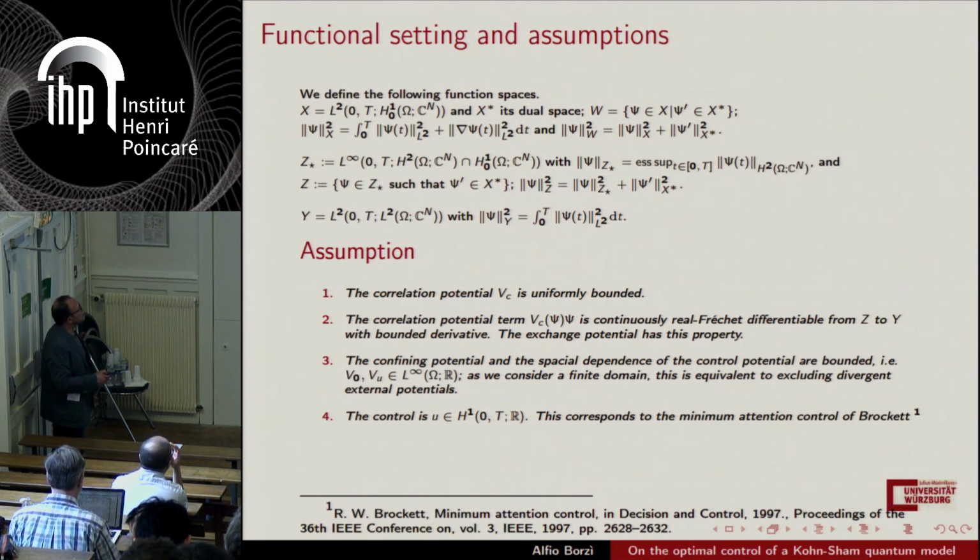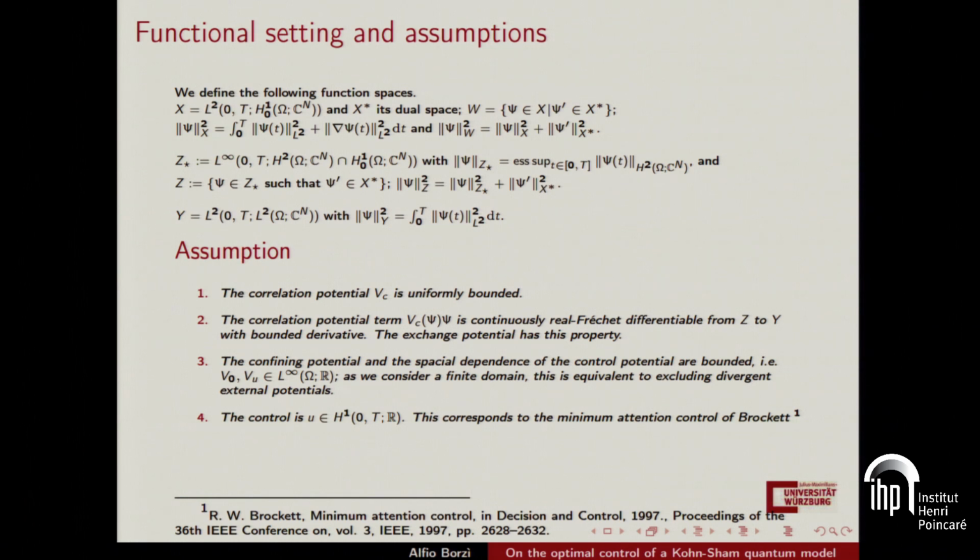Finally, I put the control. I would like to search it in H1 and not L2 as you usually do, because, well, there are some reason of modeling due to Brocket. This is called minimum tension control, but it is also essential to prove some regularity results. So in L2 will not be possible. At least we were not able to, okay?